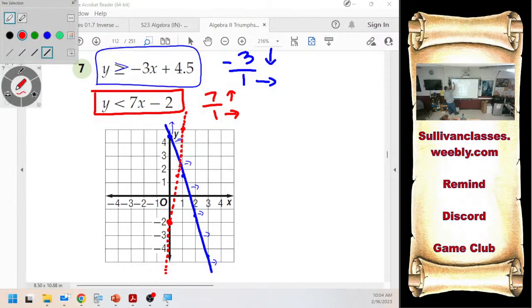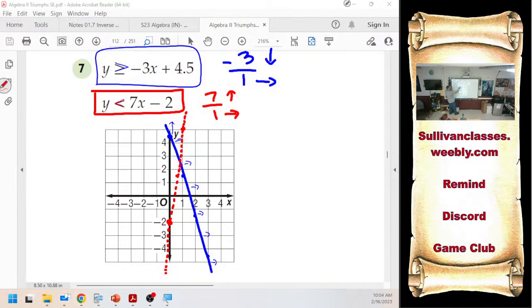And remember, I can say y is less than the line, so I just shade down from the line. Or I can plug in 0, 0 and get 0 is less than -2. Is that true? So, since flat broke is not worse than owing money, I shade away from the 0, 0.